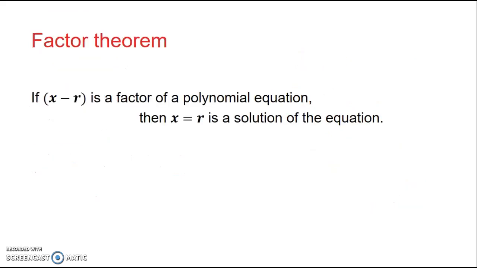So an important theorem to remember is the factor theorem, and it states that if x minus r is a factor of a polynomial equation, then x equals r is a solution of the equation. And remember, that comes from the zero products property, right? If you have x minus r as one of those factors, we have to set x minus r equal to 0. So therefore, x equals r is a solution.